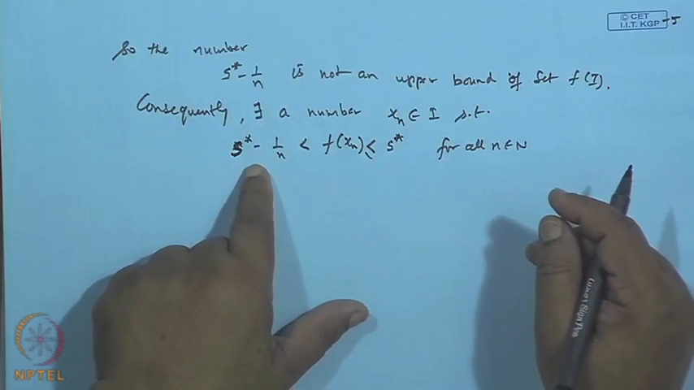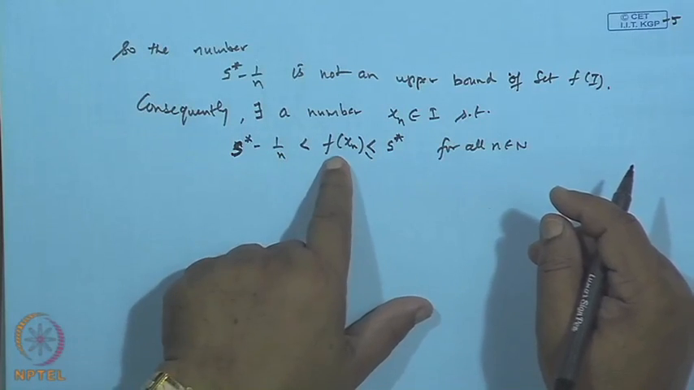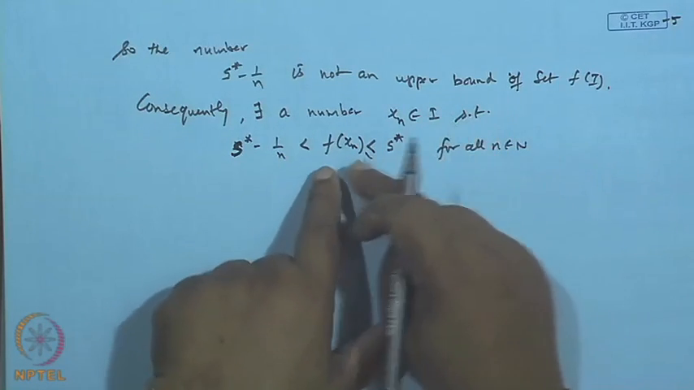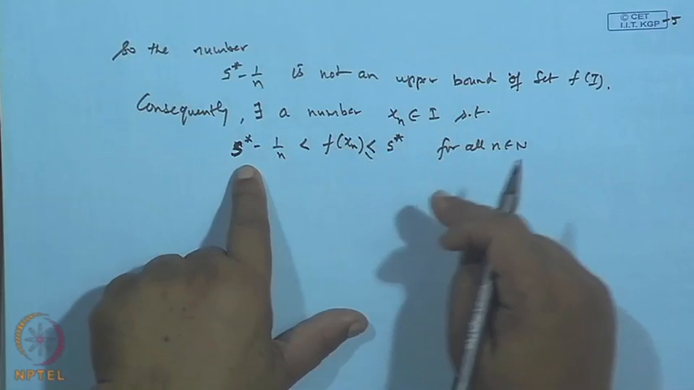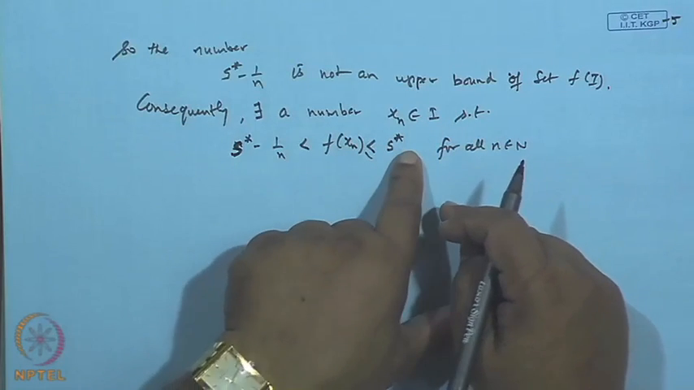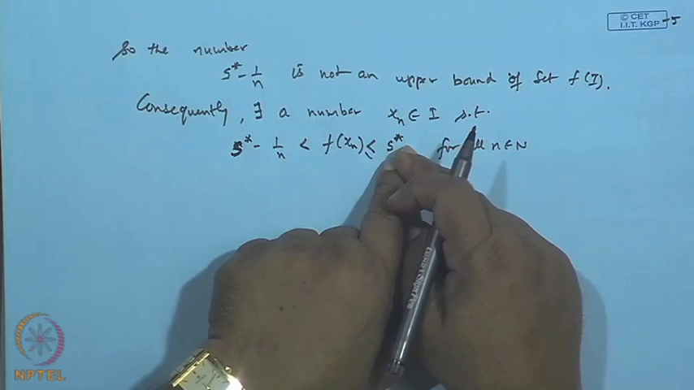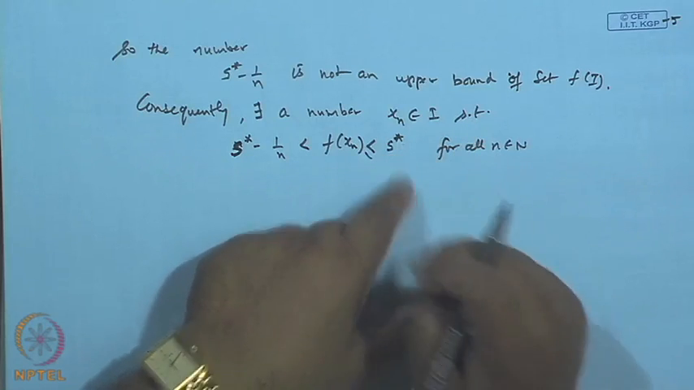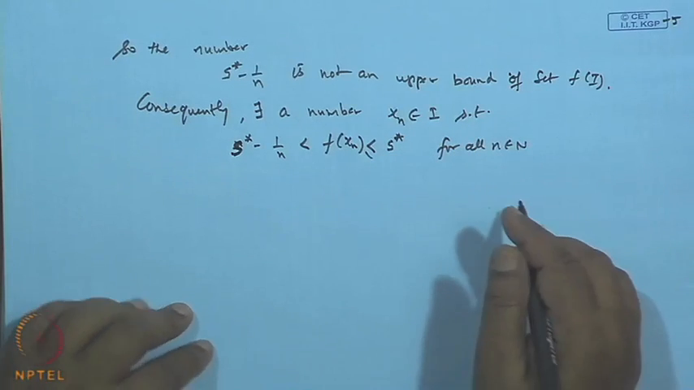So, when you take a number slightly lower than this, then we can find some number x_n in I, so that the functional value of x_n will exceed this number, and obviously it will remain less than or equal to this, because it is the least upper bound. Okay.